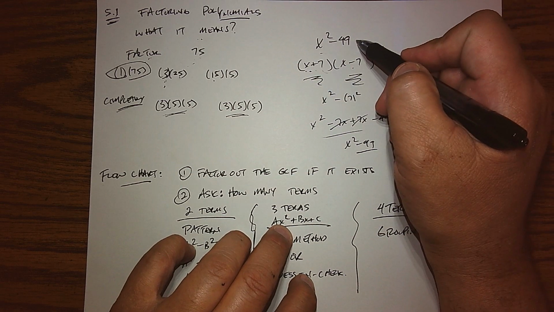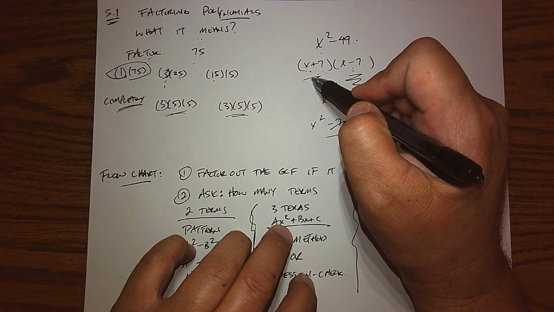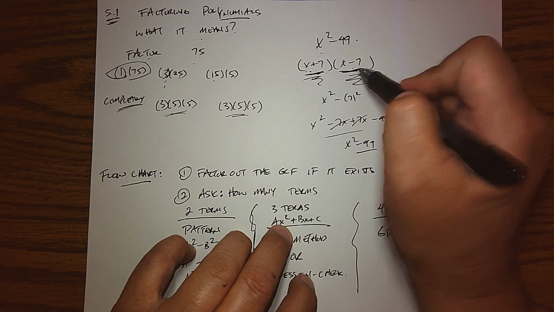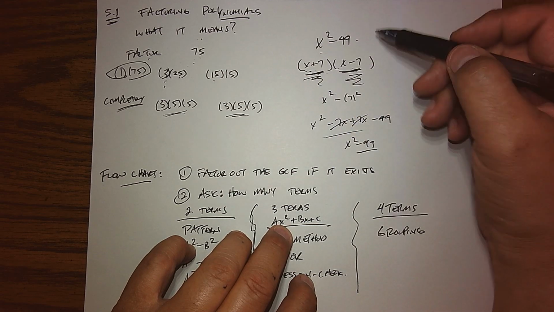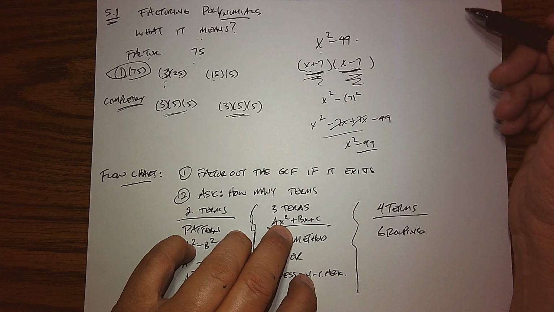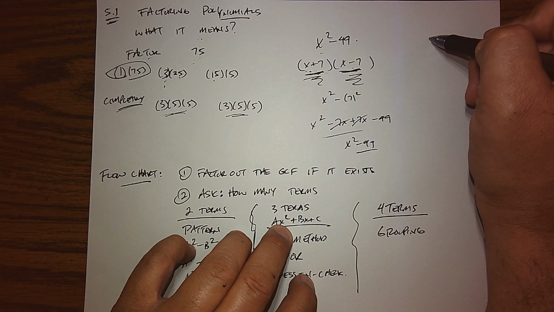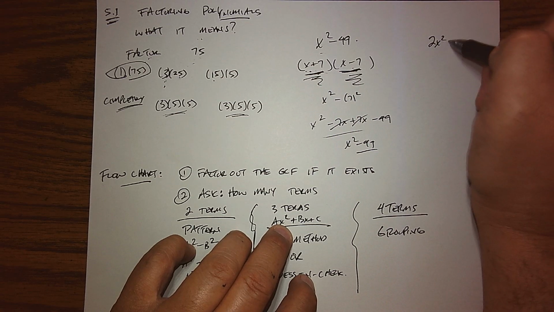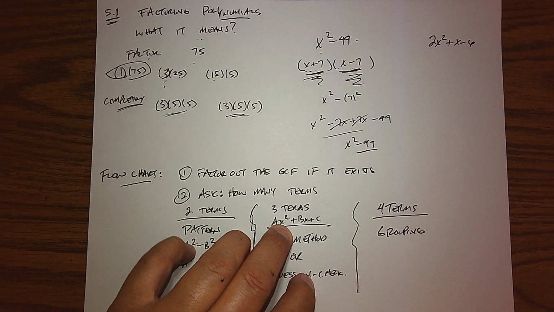So again, to factor a polynomial means we are breaking it up into a product. What polynomial times what polynomial creates that? So there I used the difference of squares formula. Of course, we're going to start looking at things that look more like this: 2x squared plus x minus 6.